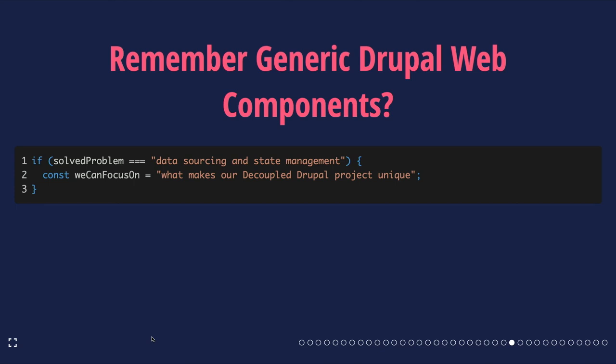Okay, so now going all the way back to where we started with the generic Drupal web components project. Obviously, we took a huge tangent and focused on Drupal State to hopefully make it possible to build more Drupal-friendly web components. And now, if state management and some of these ways to get data from JSON API are solved, the hope is that projects like this and others can focus on the stuff that's going to make their decoupled project unique.